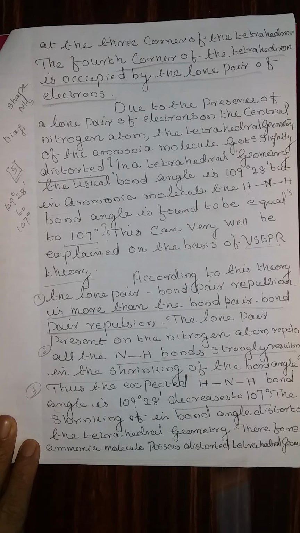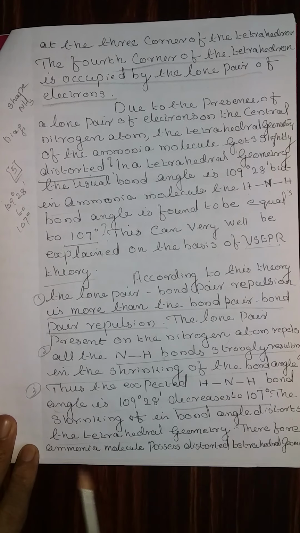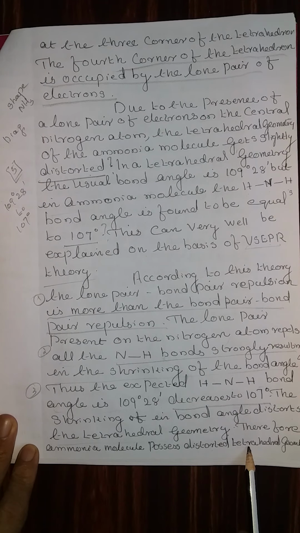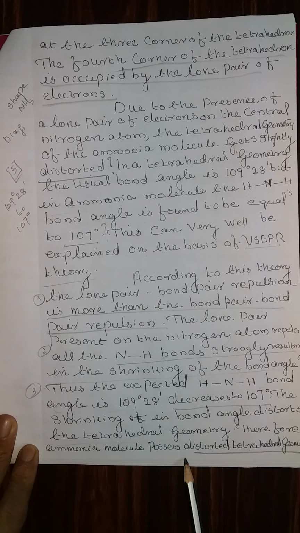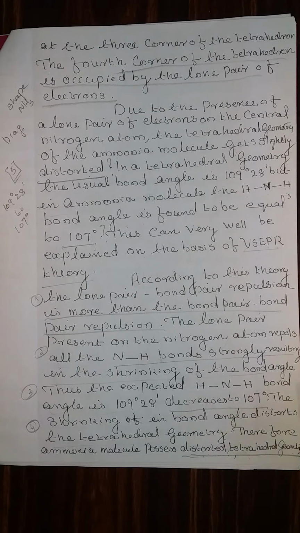Third point, the shrinking of the bond angle distorts the tetrahedral geometry. Therefore, the ammonia molecule possesses distorted tetrahedral geometry. This is the shape, distorted tetrahedral geometry. This is the 4th point. This is the way to answer it.